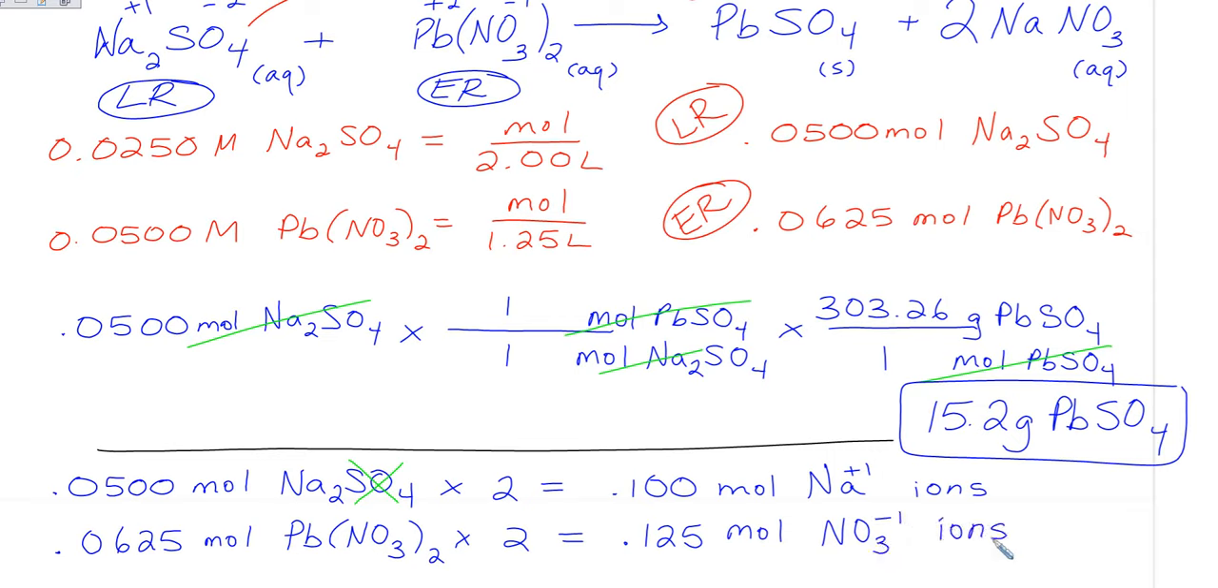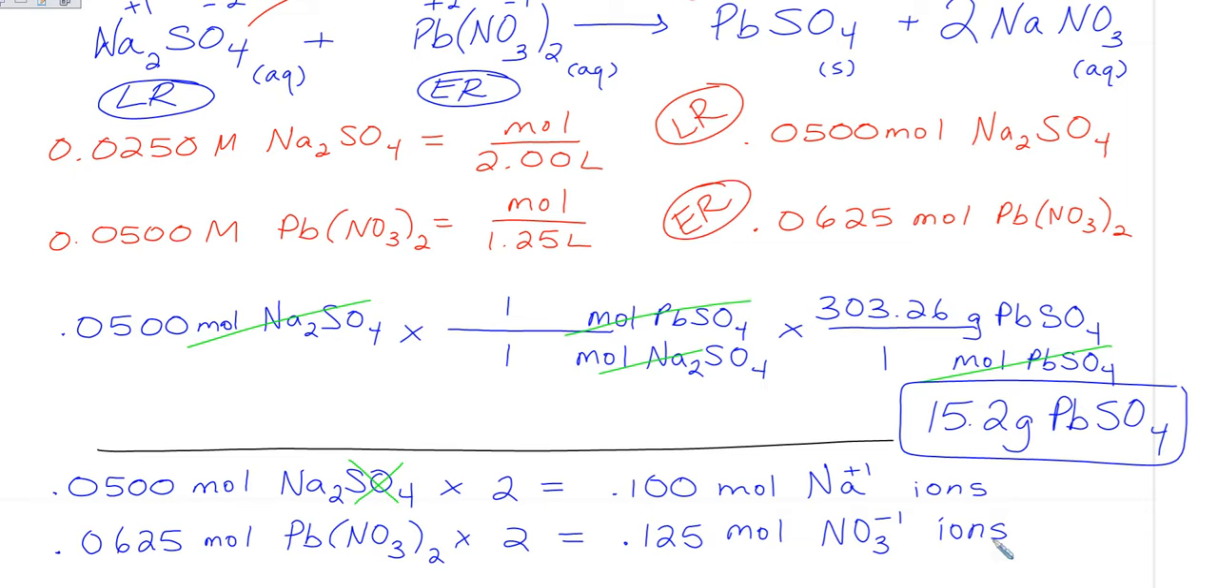These are the 2 easiest. They're aqueous on both sides. They're the spectators. So when they say calculate the concentration of all ions remaining in the solution, here's 2 that are definitely present in the final solution.